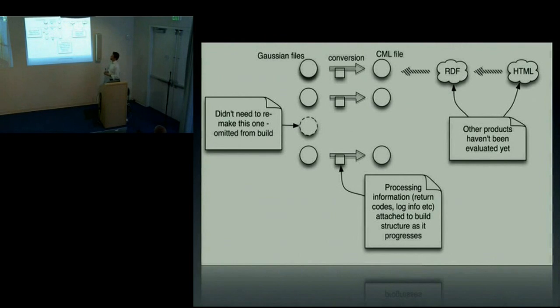The way these things get expanded is that the source macro expands out to a set of files, on the left-hand side, the Gaussian files. The CML product gets expanded out to a set of output files from the input files and a conversion. As the conversions run, they can put their processing information into this build structure. So the data structure is expanded and enriched as you go along. Files might get dropped out if it's a repeat run, like make. You don't have to redo files that are already built.